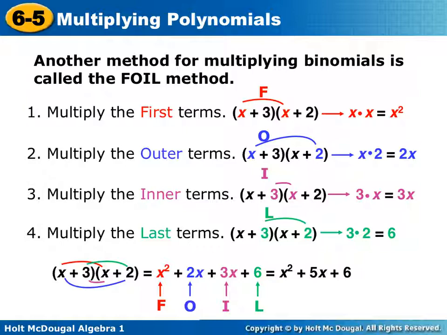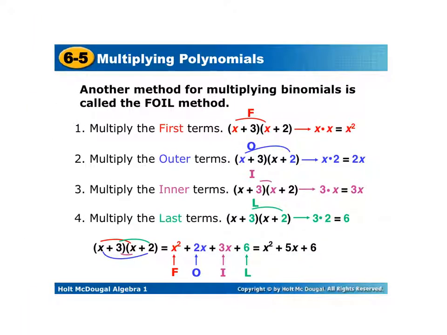Here is the acronym FOIL. So each one of the letters in the word FOIL stands for a step in the process. The F in the word FOIL tells you to multiply the first term in each one of the binomials. So I'm multiplying x times x and getting x squared. The letter O in the word FOIL represents the outer terms or the outside terms. So here the outside terms are in blue. They're x and 2. When you multiply x times positive 2, you get 2x.